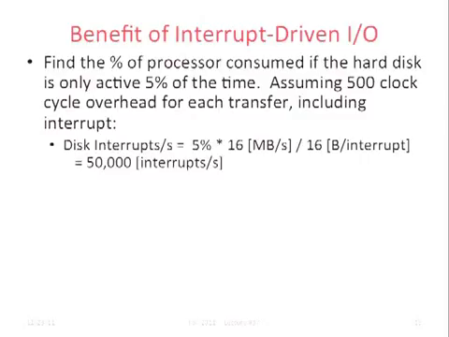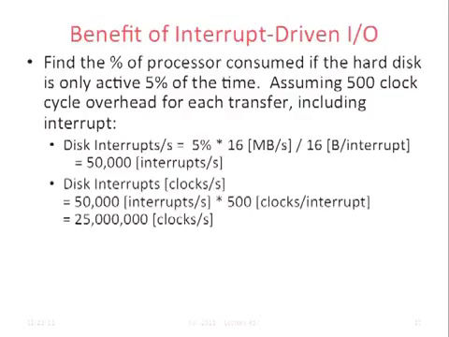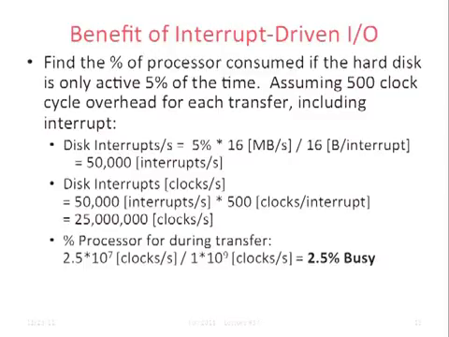We're going to run it 5% of the time, and we're going to get an interrupt for every 16 bytes. So that ends up being about 50,000 interrupts a second. Again, this is obviously just an example. 50,000 interrupts a second, each one costs you 500 clock ticks. That's about 25 million clock ticks a second. If you're running your processor at a gigahertz, or a billion instructions a second, that's about 2.5% of the processor.